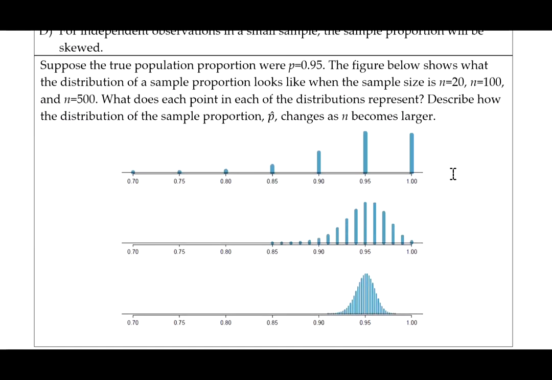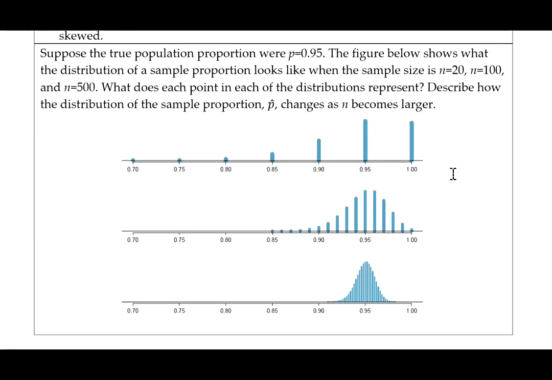This next example says, suppose the true population proportion were 0.95. The figure below shows what the distribution of a sample proportion looks like when the sample size is 20, 100, and 500. What does each point in each of the distributions represent? Describe how the distribution of the sample proportion p hat changes as n becomes larger.